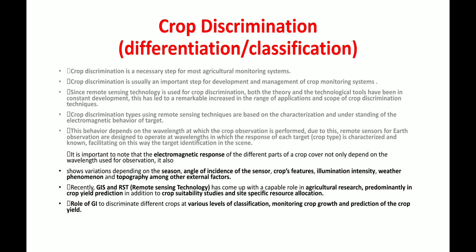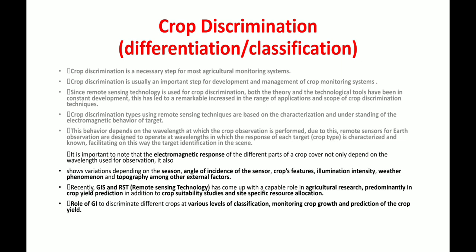of crop discrimination techniques. As we know, remote sensing technology uses sensors. The sensors work with electromagnetic radiation. The wavelengths of the different crops depend on the synthesis of pigmentation, and different light absorptions or reflections are observed.